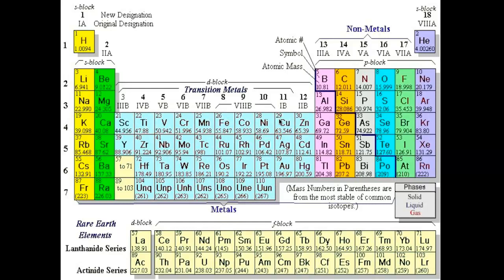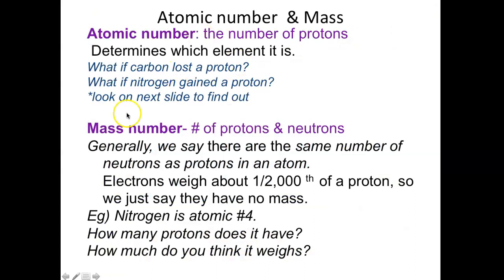All right, so let's look at the next topic here. So let's actually look at the mass number, right? So the mass number is the number of protons and neutrons. Generally, we say that there are the same number of neutrons as protons in an atom. Electrons, right, I said this already, it doesn't have any mass. It weighs about 1/2000th of a proton, so tiny, no mass.